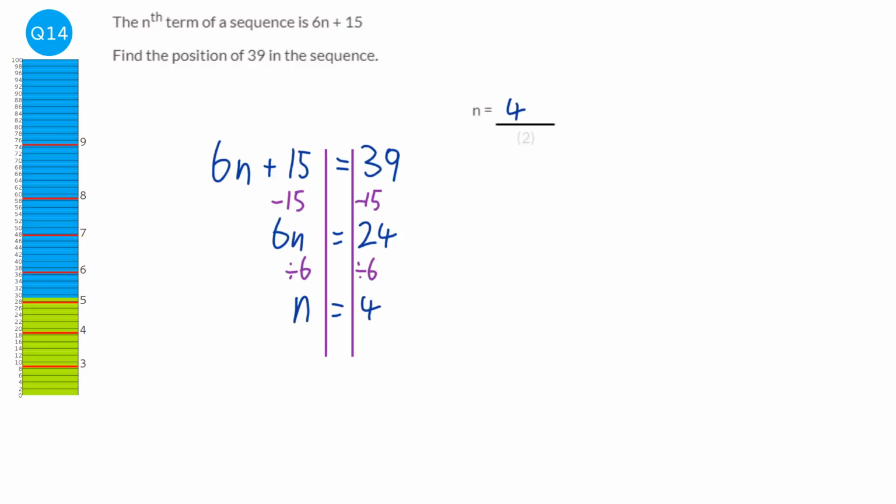And you could write it out. You could put n equals 1, n equals 2, n equals 3. Just keep going until you get to 39. Or we can do the method we've just done, which is solving it.